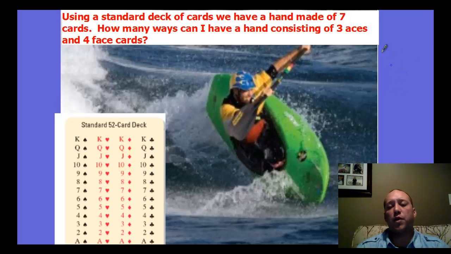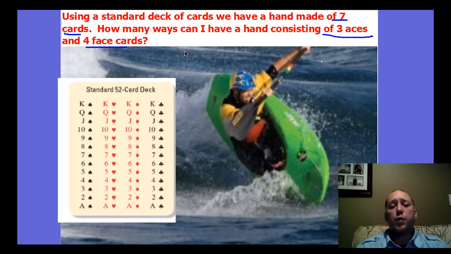So similar question here, if we're playing cards and we have 7 cards for our hand, how many ways could I have a hand consisting of 3 aces and 4 face cards? So we have 7 cards, we're going to want 3 aces and 4 face cards. We need to figure out the different groups we're looking at. And so we have an ace, which there are 4 aces, and we want 3. And then we have 12 face cards, and down here on the left it describes the different kinds of cards in the deck. If you're unfamiliar with that, the king, queen, and jack are the ones that have a face on them, so those would be considered the face cards.